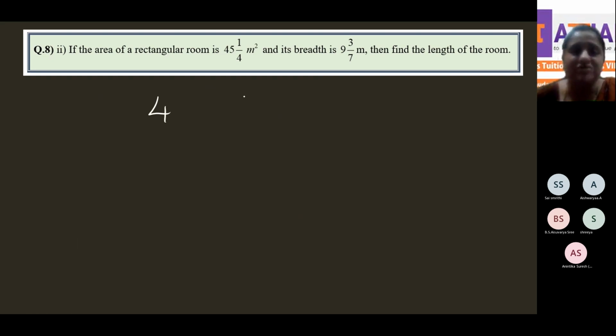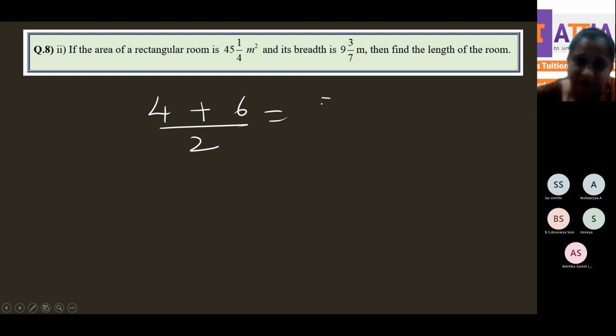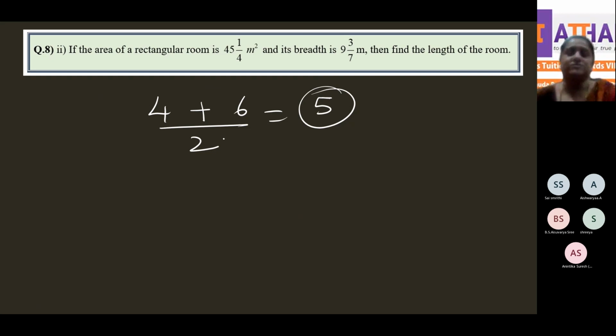Consider two numbers, 4 and 6. Find their sum and divide by 2. The result will be between 4 and 6. So you can see it is 10/2, 5. And this number 5 is between 4 and 6.